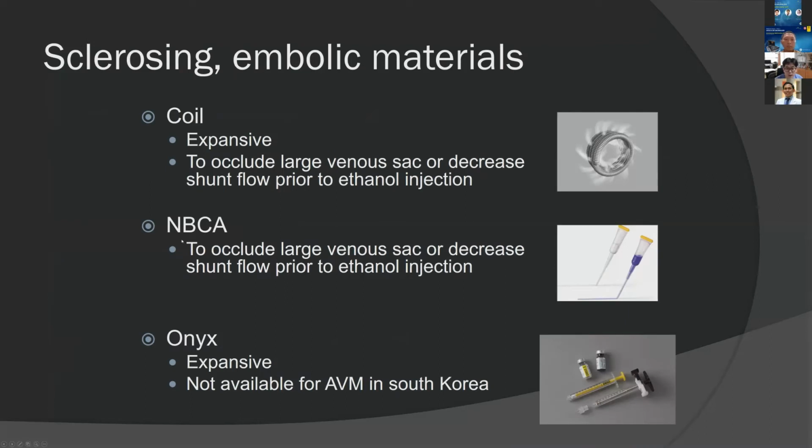Coil and NBCA glue are also very useful to occlude the large venous sac or decrease the shunt flow prior to the ethanol injection. And Onyx is a very expensive drug, but it is not available for AVM in South Korea in extracranial AVM.